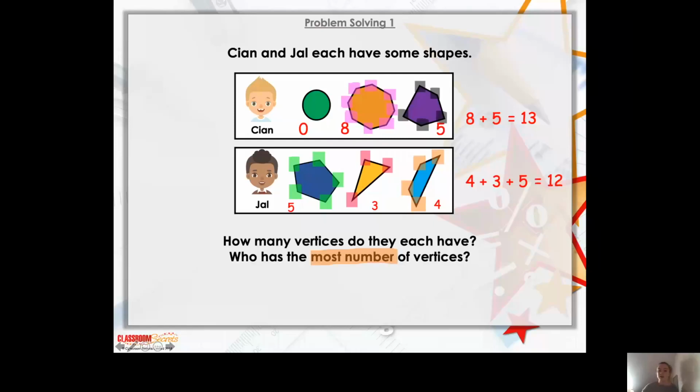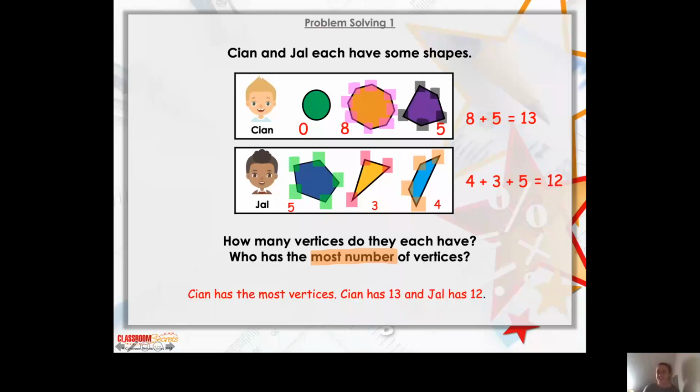So therefore, Jal has 12 vertices. So even though Kian had the shape with 0 vertices, he's actually ended up with the most vertices. So therefore, Kian has the most vertices. Kian has 13 and Jal has 12. Fantastic. Well done if you're able to work that one out.